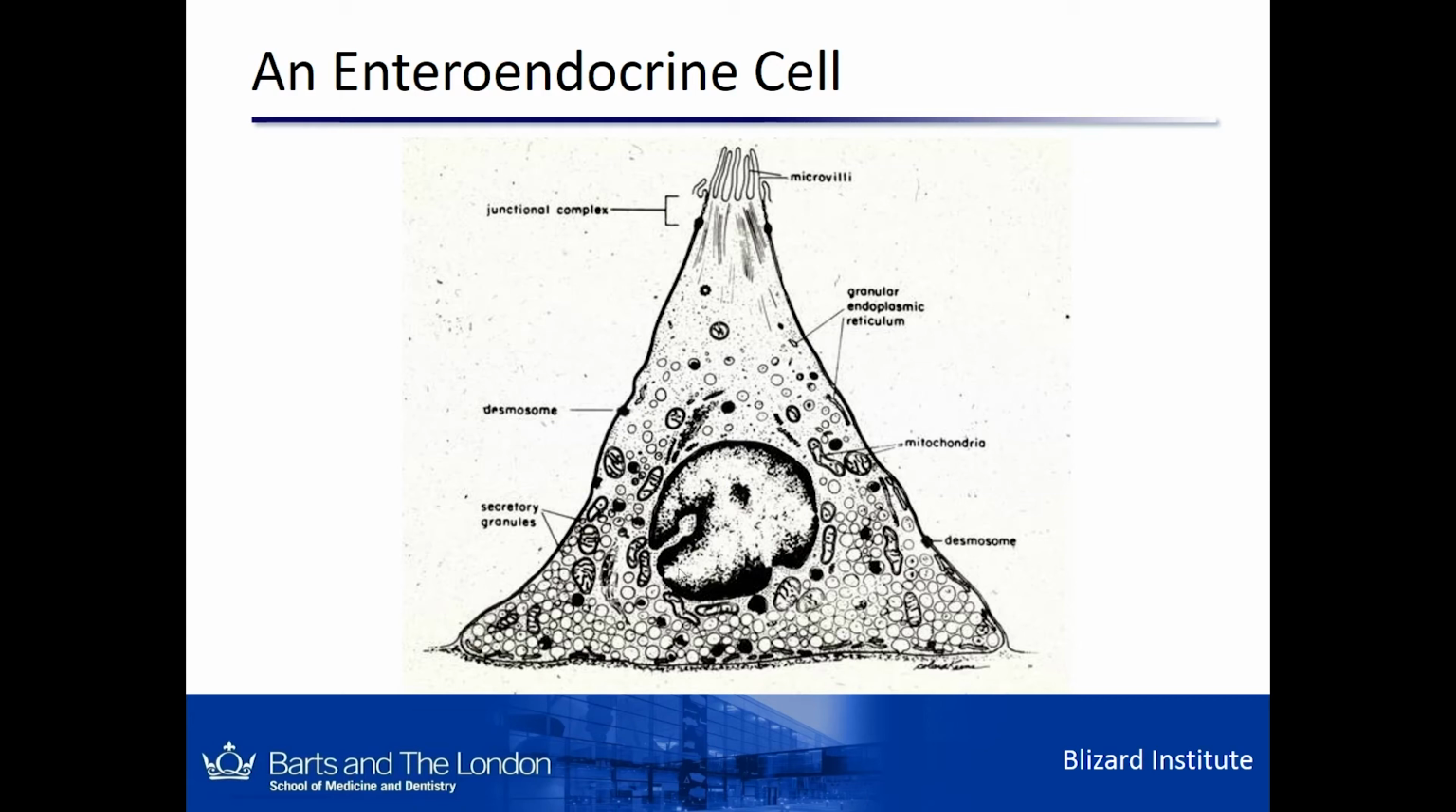So I should point out this is the basal side, this is the luminal side. And these are the secretory granules that contain hormones such as GLP1 and PYY. So we're really interested in this region of the cell.